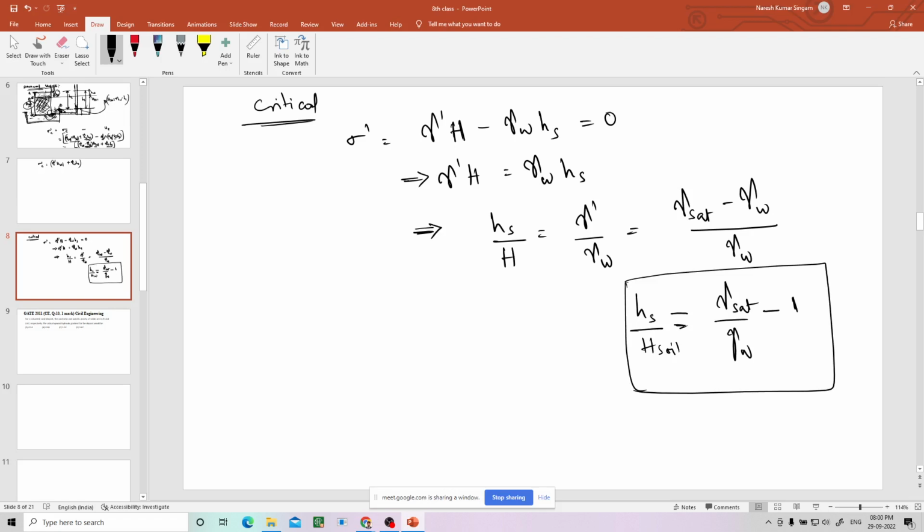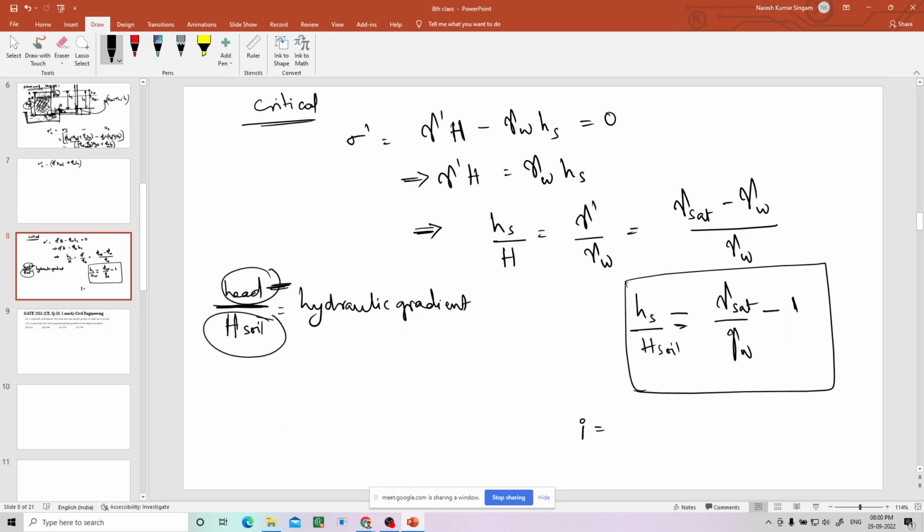See, the head divided by the length of water to travel along the soil, that is h soil. This is nothing but the hydraulic gradient. You might have heard of hydraulic gradient in fluid mechanics also. The head causing the flow, that is the seepage head hs, divided by the length along which it is traveling, is called the hydraulic gradient, which we denote by i.